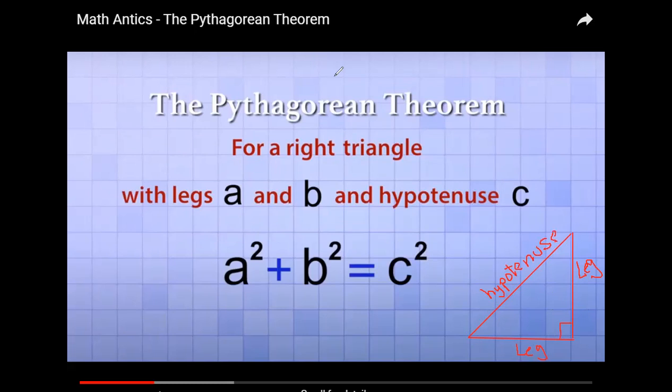After that, we want to write the names for each one. So I can say that this one is called a, and this one is b, and this one is c, right? So we have the two legs, one is a and the other is b, and this one is c. So the theorem is a squared plus b squared equals c squared. Okay, so let's take an example about this.